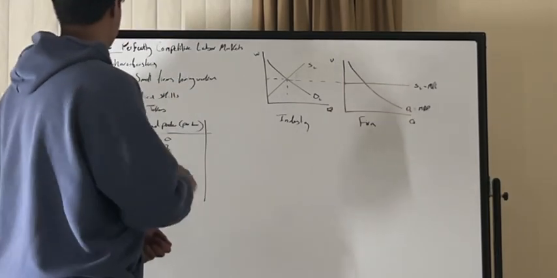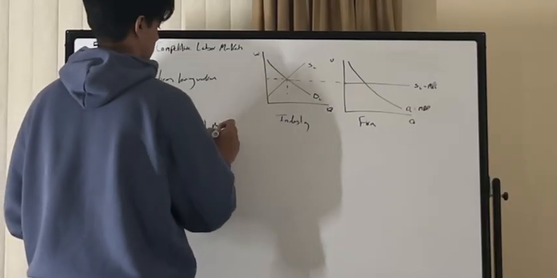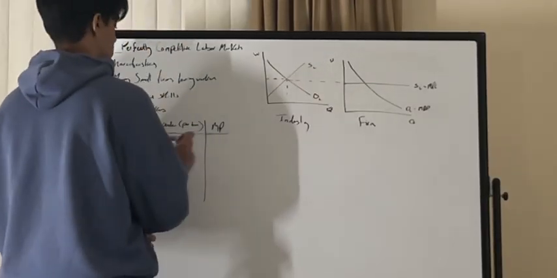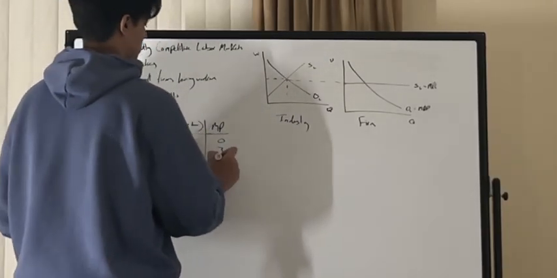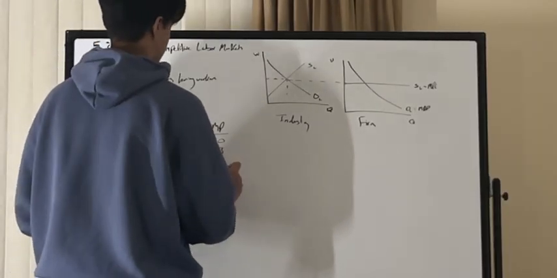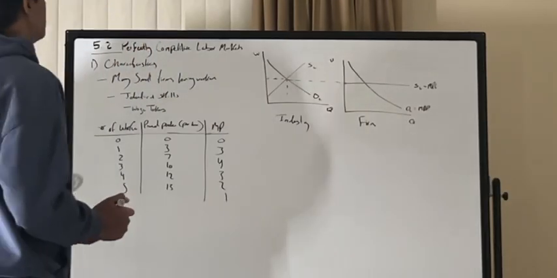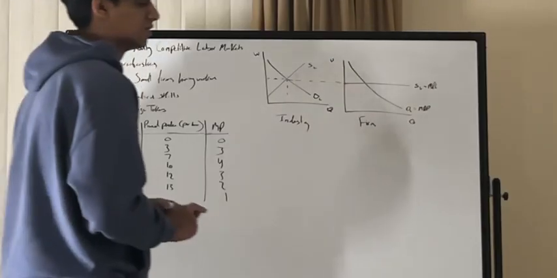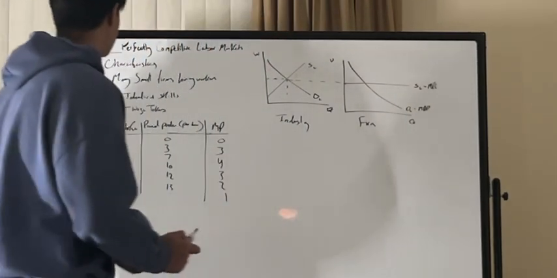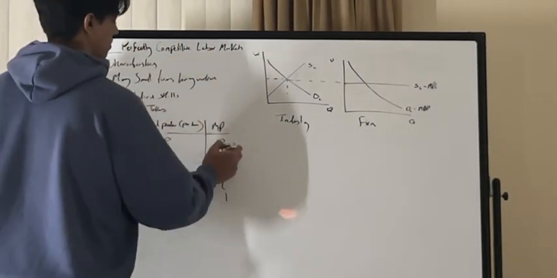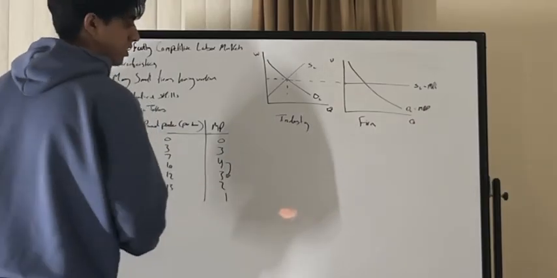We can calculate the marginal product, the MP. So MP is going to be 0, 3 minus 0 is 3, 7 minus 3 is 4, 10 minus 7 is 3, 12 minus 10 is 2, 13 minus 12 is 1. And here we can see that after worker 2, diminishing marginal returns occurs as it drops from 4 to 3.